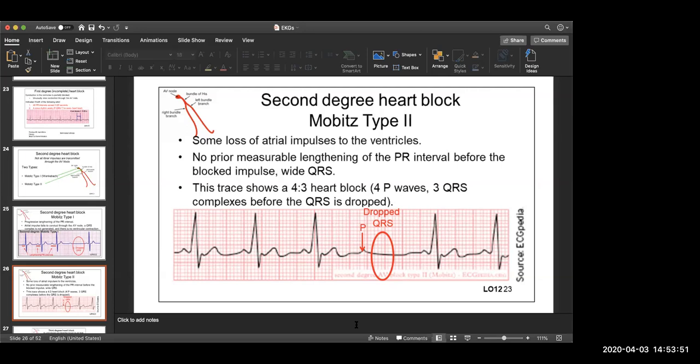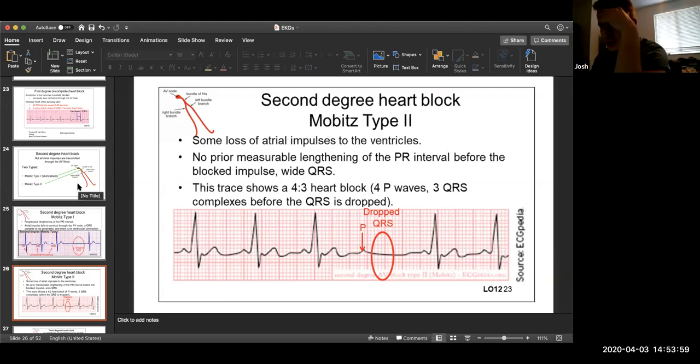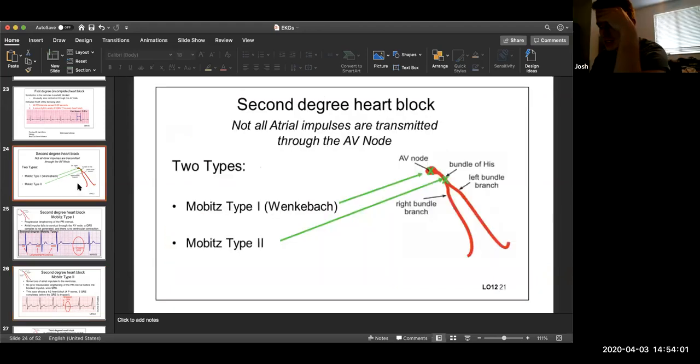Just to conceptualize it, why would that happen? I know this might be a little too in depth, but I'm trying to connect the dots to why it would lengthen over time and then drop the QRS. Could I try taking a crack at that? And then Justin, can you tell me if I'm right?